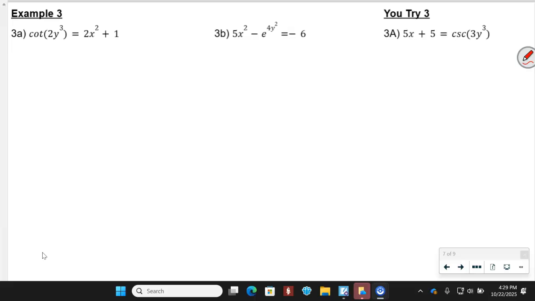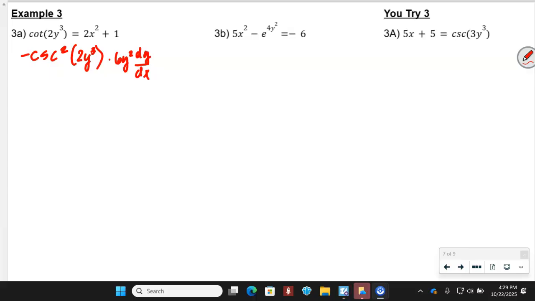So we need to remember, first of all, what is the derivative of cotangent? If you recall, the derivative of cotangent was negative cosecant squared. So that's what we're going to do first: the negative cosecant squared of 2y to the third, because that's our first thing. We take the derivative of the actual trig function. Then we're going to multiply that by the derivative of 2y to the third. So that's going to be 6y squared. And we're going to put dy dx on that because we are going to then take the derivative of that.